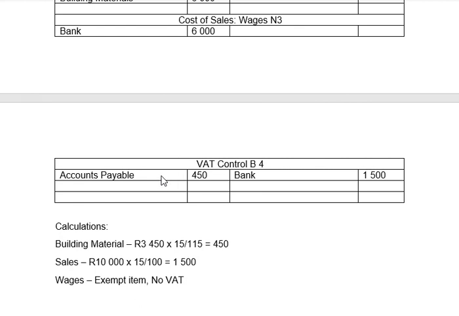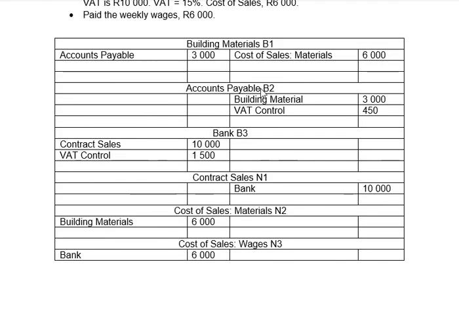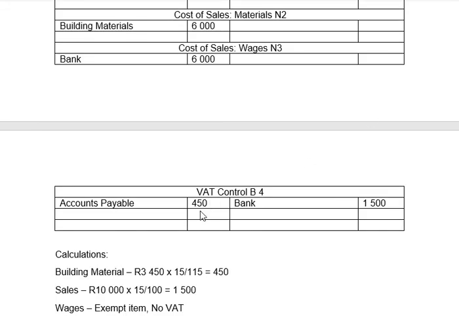So on the debit side of VAT, debit 450, it's a credit transaction, so therefore accounts payable. If I debit something, I need to credit something else, double entry principle. So I'm going to credit accounts payable with the VAT amount of 450. So if we now look at this transaction as a whole, the exclusive amount, the amount before VAT, went to building materials. The inclusive amount, the building materials and the VAT, both went to the accounts payable account. So the inclusive VAT amount of 3,450, and then VAT went to the VAT control account.